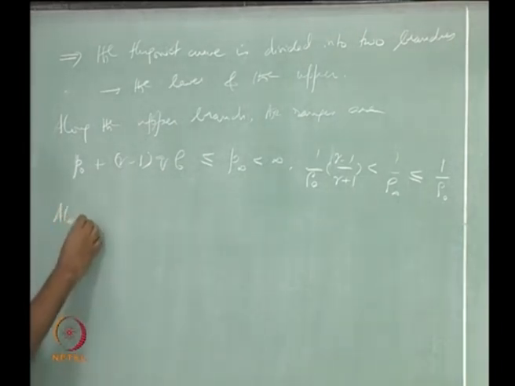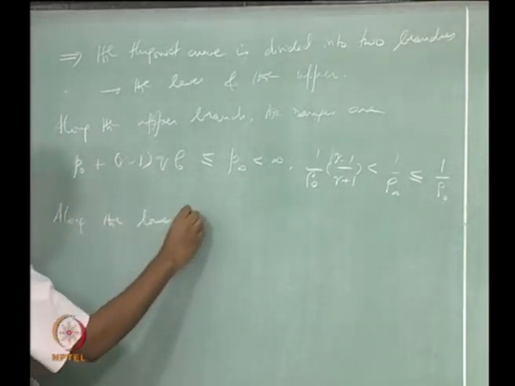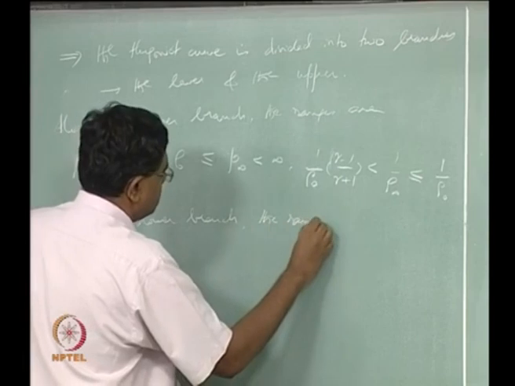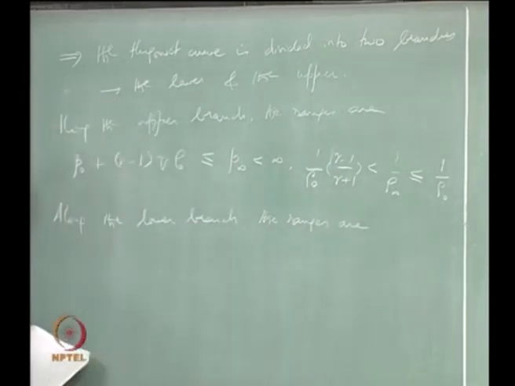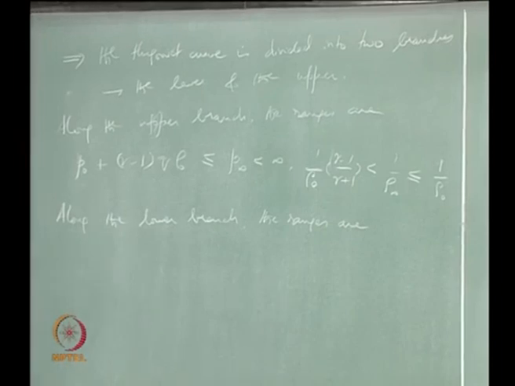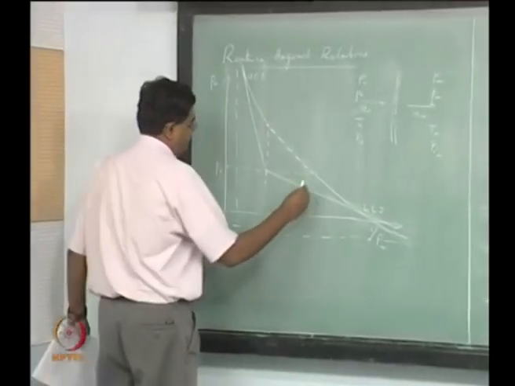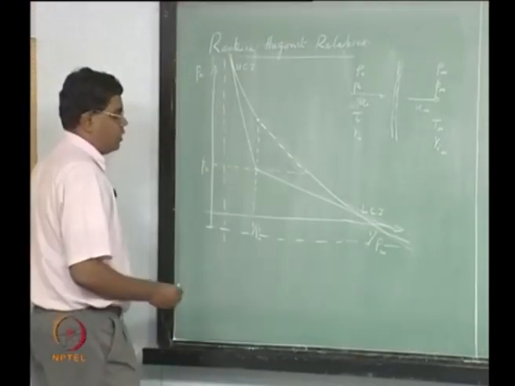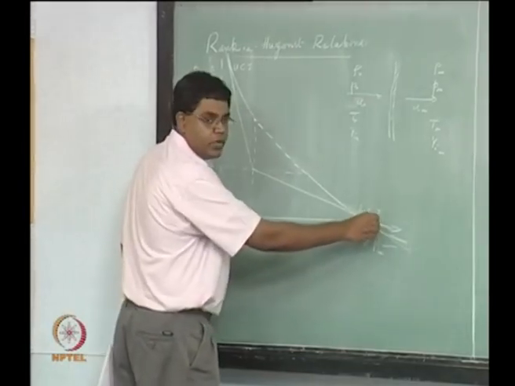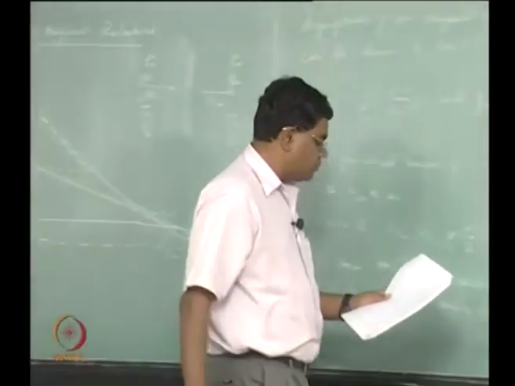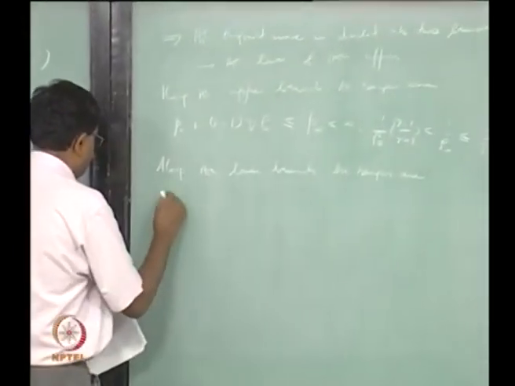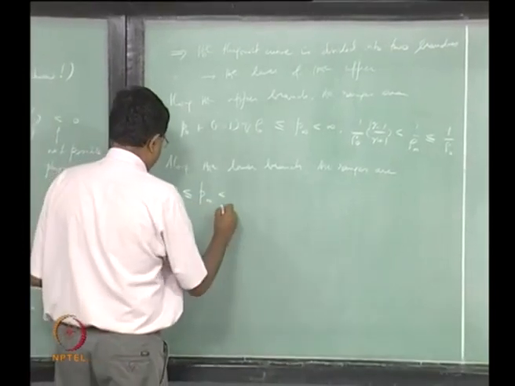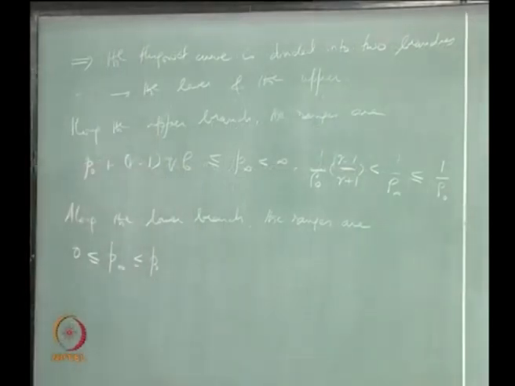Along the lower branch, the ranges are again, if you are now looking at P infinity, it is going to go from here, that is the highest value is P naught, and the lowest value is this, right, which is 0. Therefore, it is going to go from 0 less than or equal to P infinity less than or equal to P naught, okay.